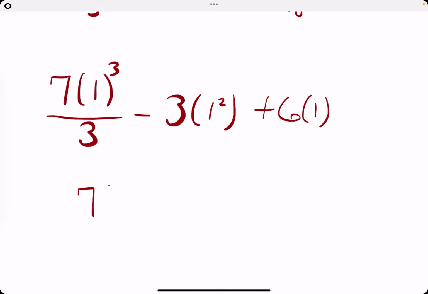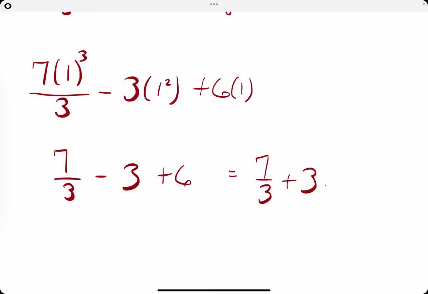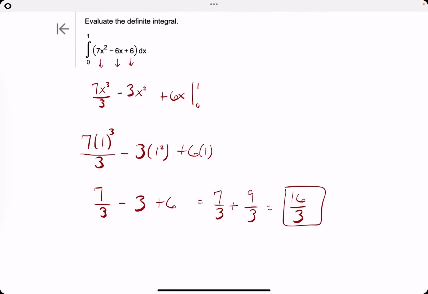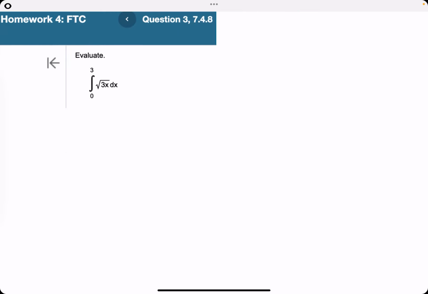We get 7 times 1, which is 7 over 3 minus 3 plus 6. We get 7/3 plus 3. 3 is equal to 9/3. 7 plus 9 is 16. Leave it over 3. That's just some addition, some fraction stuff. I'm not going to explain that. That's pretty much it. So antiderivative, plug in the 1, plug in the 0, subtract the results.